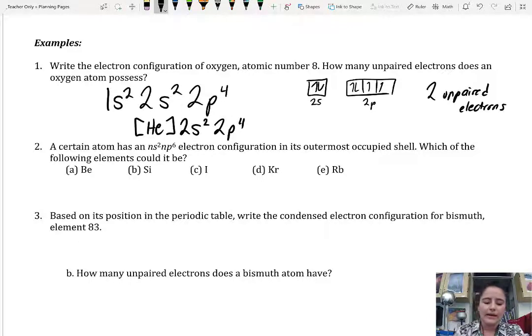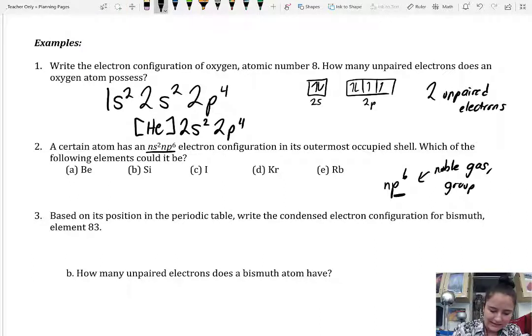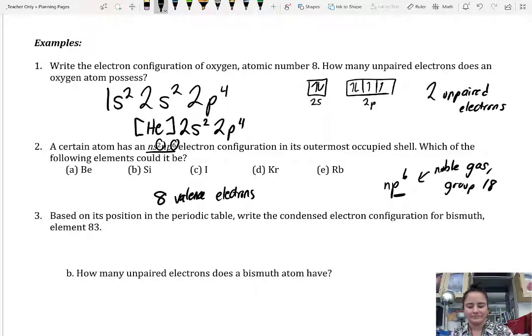Next one. A certain atom has an ns2 np6 electron configuration in its outermost occupied shell. Which of the following elements could it be? Okay, so np6, that means that it must be at the end of the p block. It must be a noble gas. It must be in group 18. Also you can see it has 8 valence electrons. That is also a characteristic of group 18. So it could be krypton.